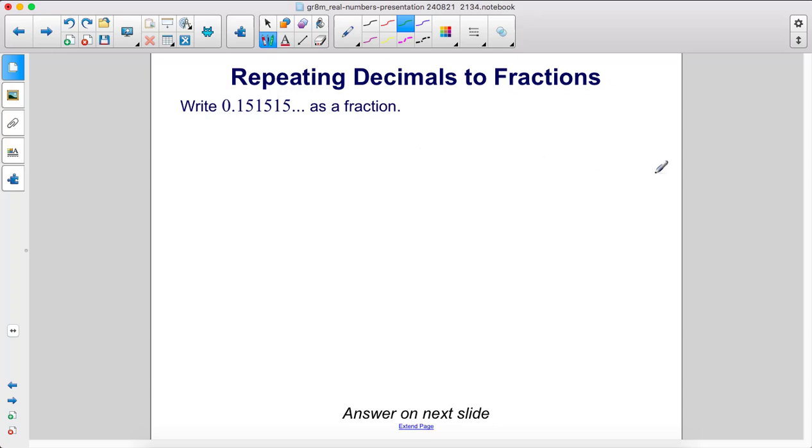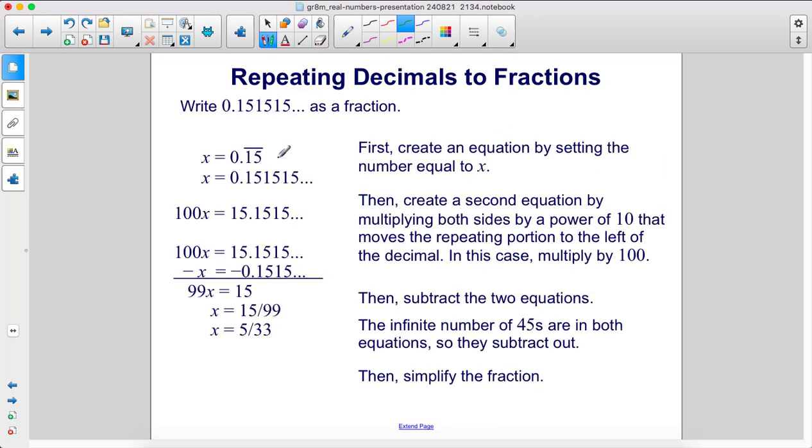Write 0.151515 as a fraction. First, create an equation by setting the original number equal to x. Then we're going to create a second equation that moves the repeating portion to the left of the decimal. Because the repeating portion is 2 digits long, we're going to have to multiply both sides by 100 so that this whole 15 moves to the left side.